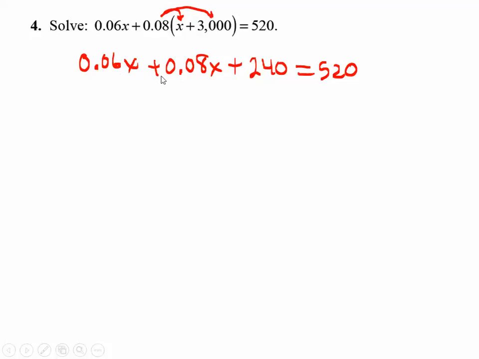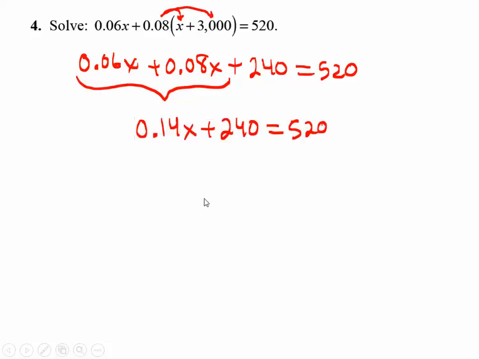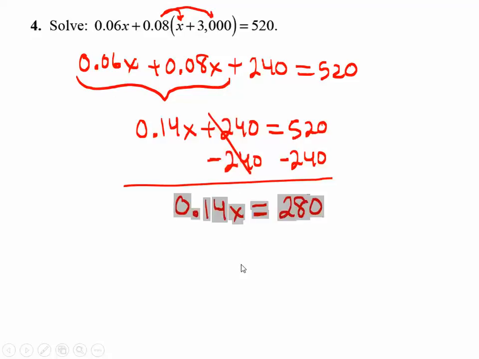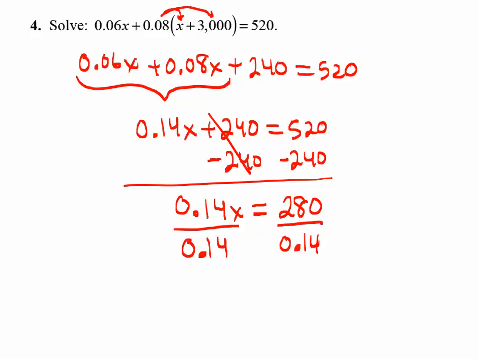So 0.06 plus 0.08 would give you 0.14x. So 6 and 8 makes 14, with a decimal in front of it. At this point, let's just finish it off here. So subtracting 240 from both sides, that gets canceled off as planned. So how about 0.14x equals 280? And then dividing through by 0.14 on one side and 0.14 on the other. Alright, that's to cancel off this. Now you have x by itself.